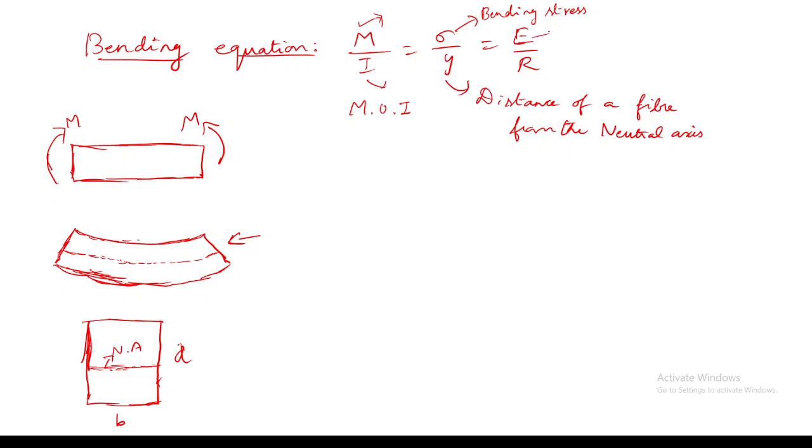And E is the Young's modulus and R is the radius of curvature. This is the radius of curvature. Somewhere about a center it is curved, so that radius is termed the radius of curvature.